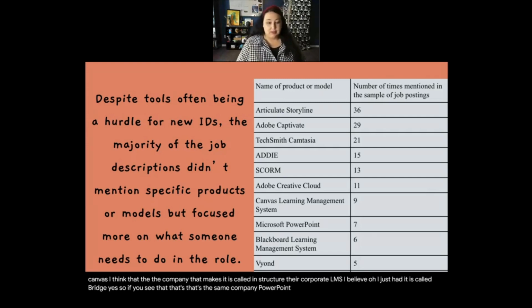PowerPoint is pretty ubiquitous, right? Blackboard learning management system, again, that one's more predominantly higher ed. And then Beyond, which is a tool that you can use to make cute little animated videos.